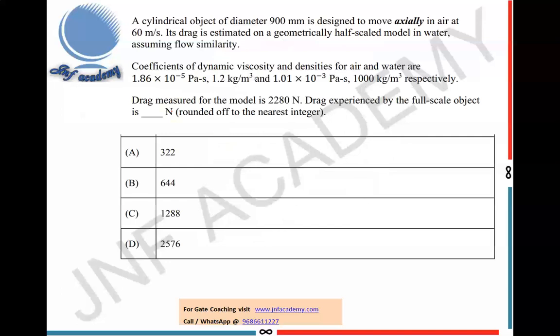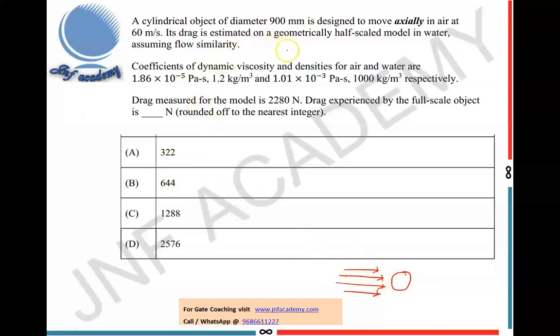Okay, so this is an interesting question. A cylindrical object of diameter 90 millimeter is designed to move axially, which means that if this is the cylinder, the cylindrical object is moving axially. You can imagine that the cylindrical object is like this and the flow is coming and hitting like this. Okay, so that's what it is.